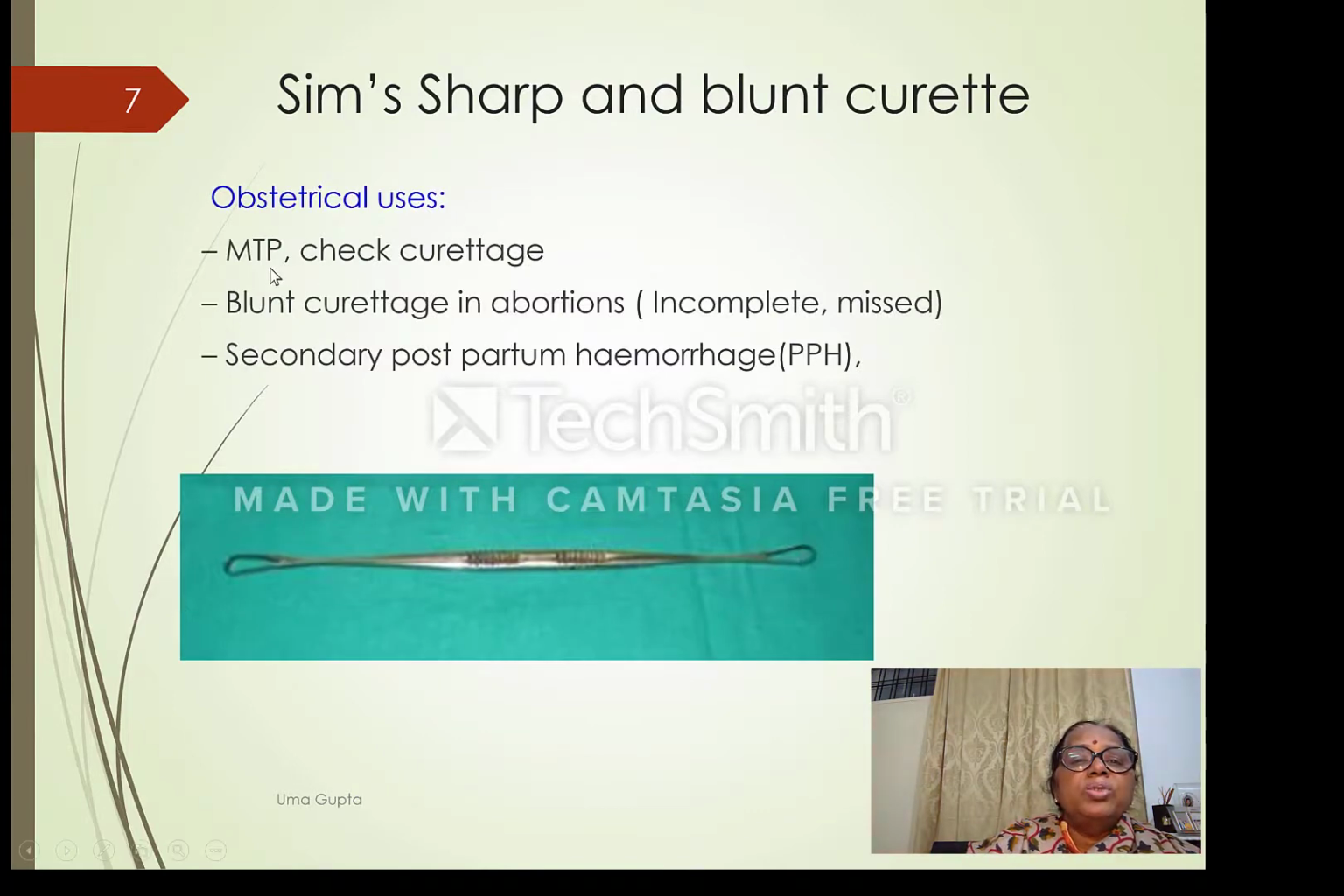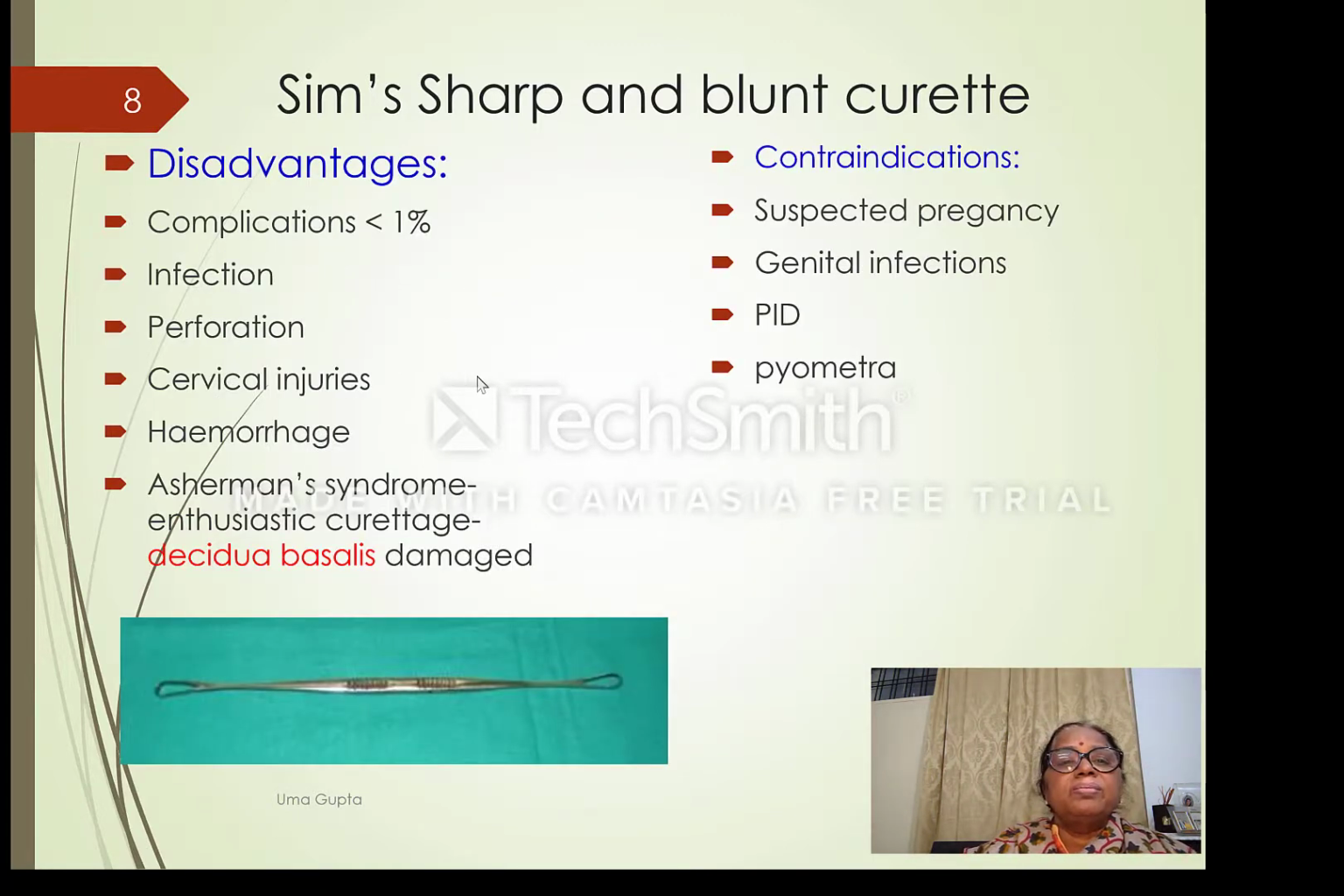Obstetric uses: used for medical termination of pregnancy, dilatation and curettage. Here the blunt end edges are used, and even in cases of incomplete abortion, missed abortion, curettage is done. And secondary postpartum hemorrhage. Whenever there is diagnosis of the retained products of conception, blunt curettage is done.